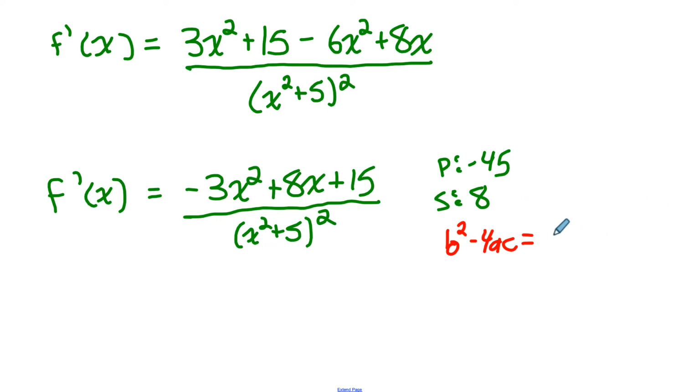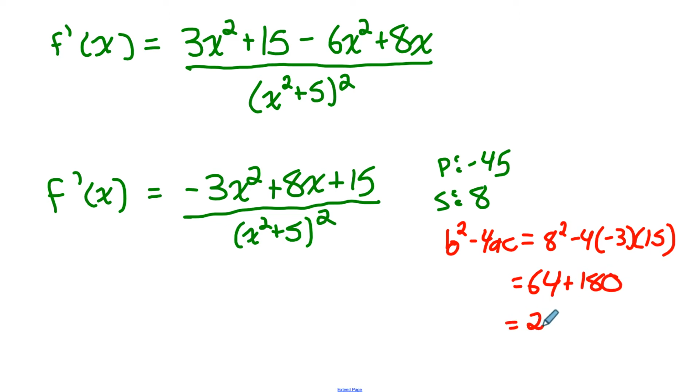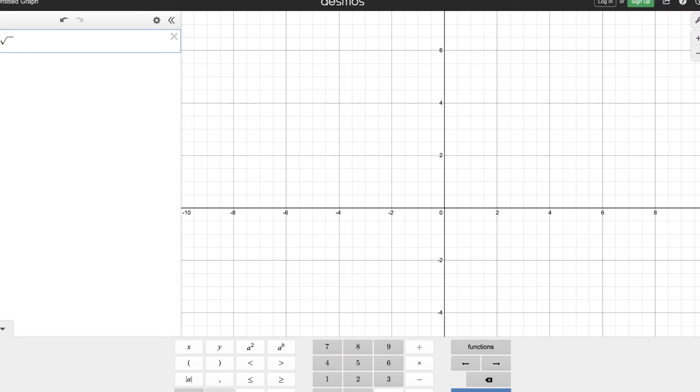So if we check the discriminant, 8 squared minus 4 times negative 3 times 15, I would get 64 plus 180. That's 244. Now, 244 is not a perfect square number. If I tried to square root it, I would get an irrational answer. Let me prove that to you. So let me square root 244. See, I get an irrational answer.